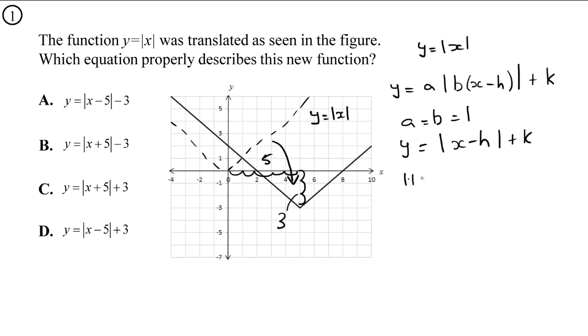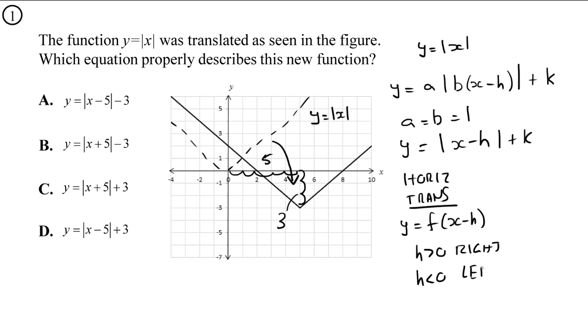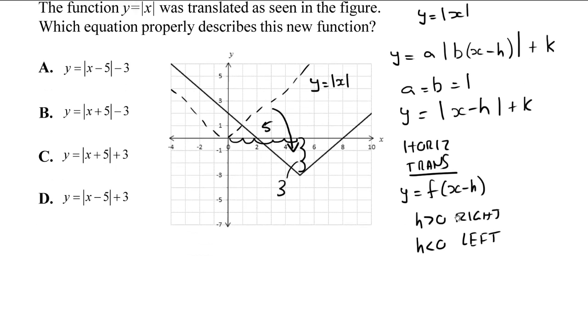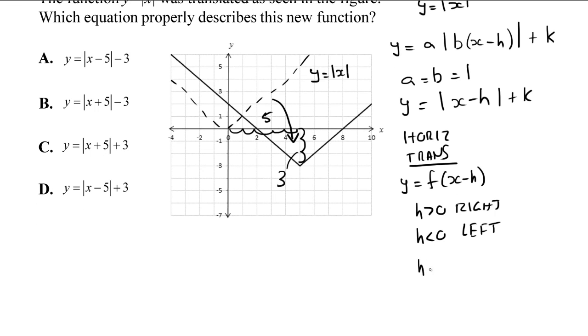So let's look at the horizontal translation first. If you remember, we said in the general form y equals f of x minus h. If h is greater than 0, it's a shift to the right, and if h is less than 0, it's a shift to the left. So we can see in our case, h is going to be equal to 5 because it moved 5 units over to the right.